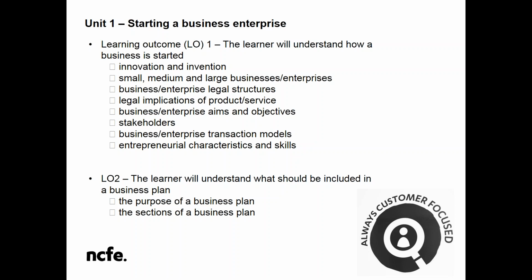So for Unit 1, starting a business enterprise, we've got 2 learning outcomes. One, the learner will understand how a business is started, and the second one will be around what should be included in a business plan. In terms of learning outcome 1, you can see the indicative content there. Some of the key ones to pick out: it's always an interesting one when it comes to innovation and invention, and some of the key differences between those two.